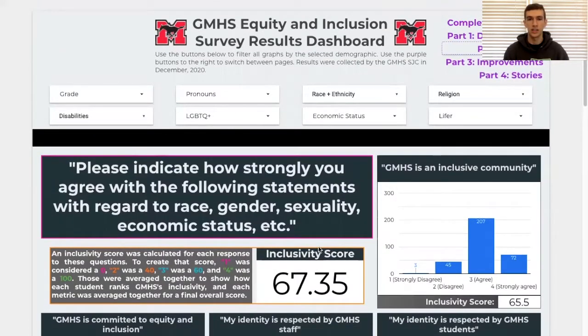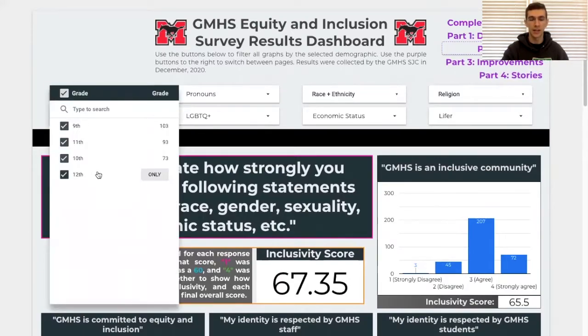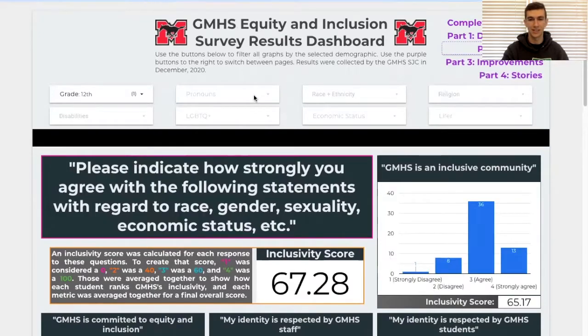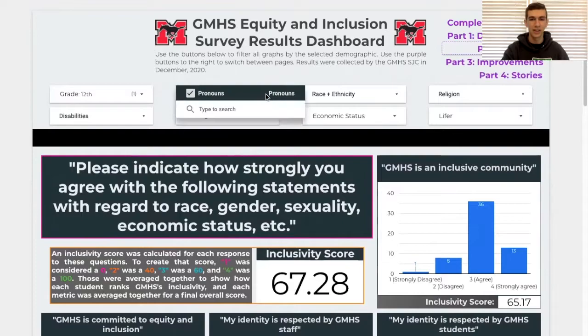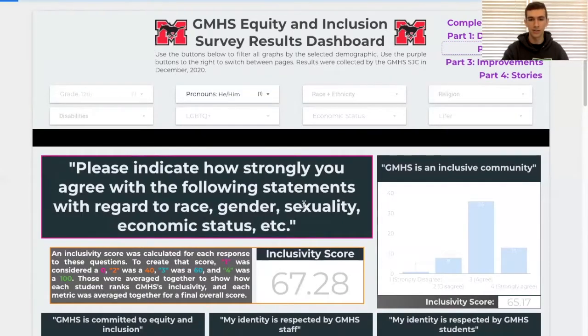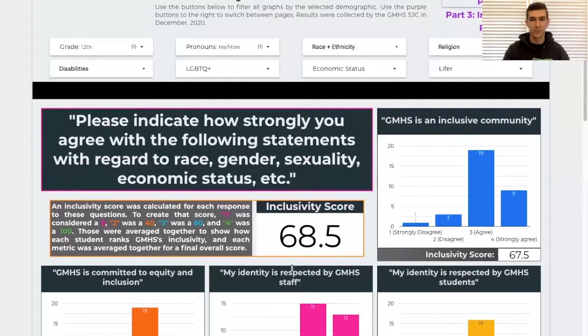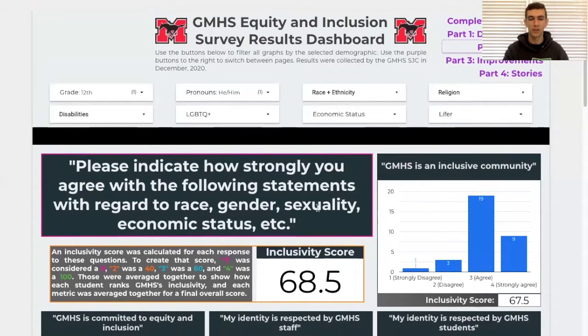One other interesting thing that you're able to do in this dashboard is really break down the exploration to whatever extent you want to see. So for example, you can break it down by grade. I'm in 12th grade, so I'll only look at 12th graders. Again, sorry, it takes a second or two to load sometimes, with he, him pronouns. So I think that's about 30 some odd people who responded to the survey. You can see my broader demographic has an inclusivity score of 68.5.